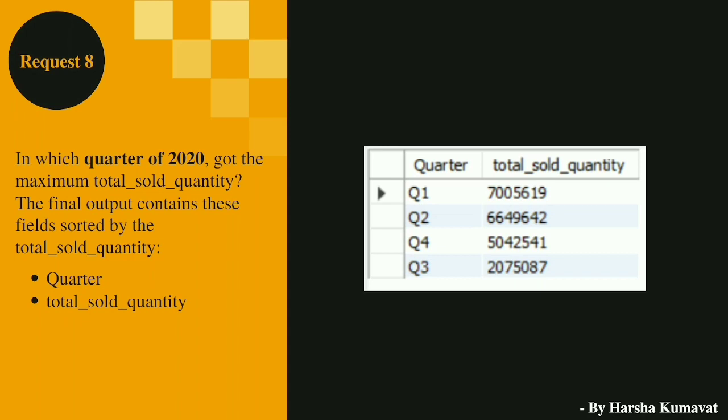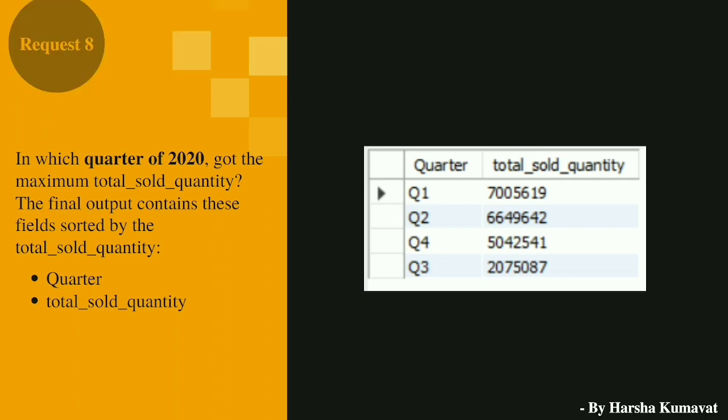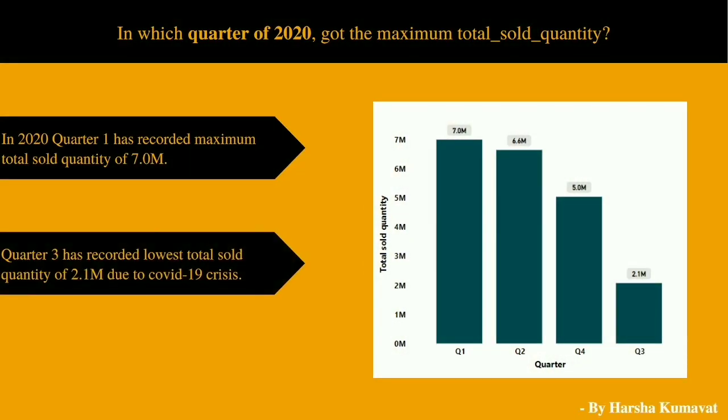This query is regarding which quarter of 2020 got the maximum total sold quantity. So here is the output which we got after running the SQL query. In 2020, quarter 1 recorded the maximum total sold quantity of 7 million, and quarter 3 recorded the lowest total sold quantity of 2.1 million due to the COVID-19 crisis.